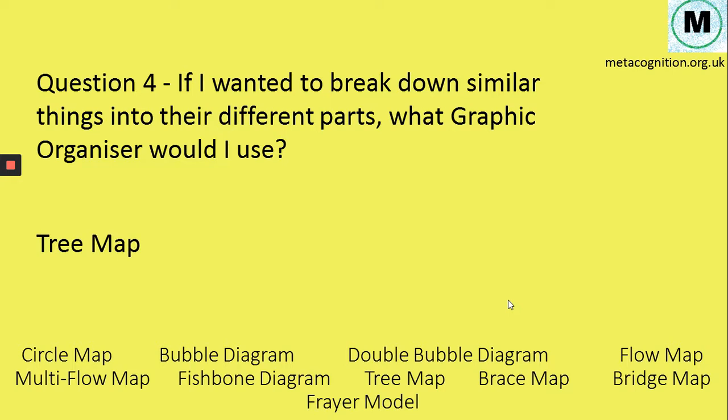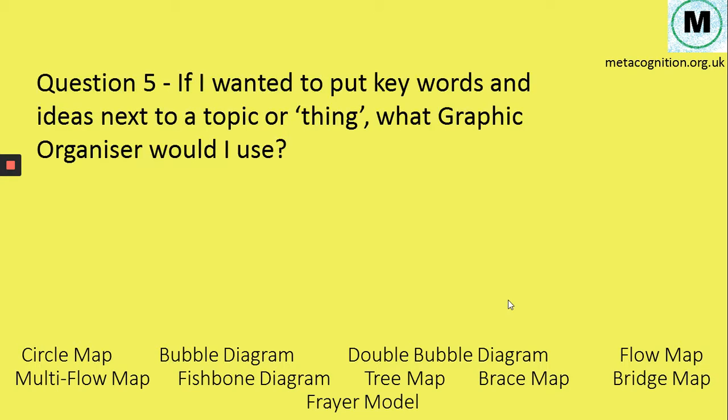And the answer here is a tree map, because you're comparing similar things. You're breaking down similar things. Not the same thing, breaking down similar things. Okay, so that's a tree map. Question 5. If you wanted to put keywords and ideas next to a topic or a thing, what graphic organizer would you use? Pause your video, have a think about it, and press play when you're ready for the answer.